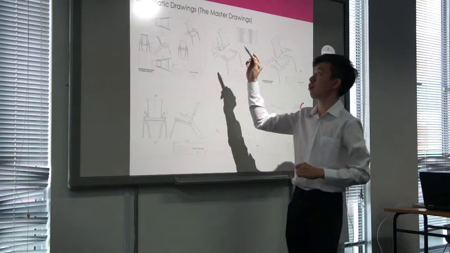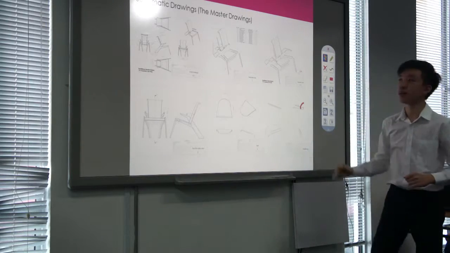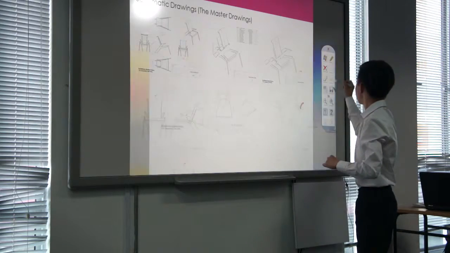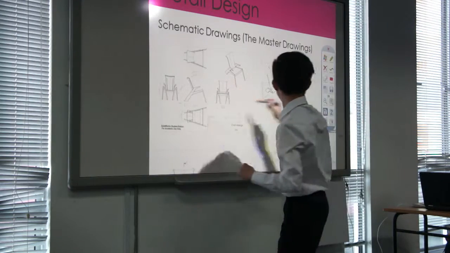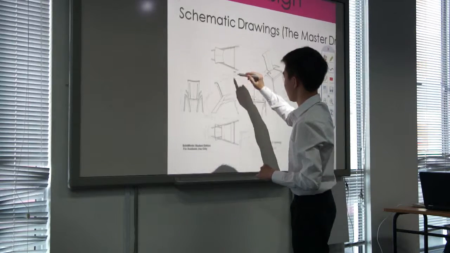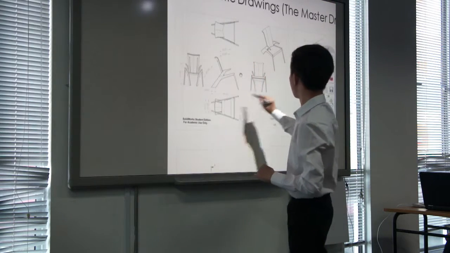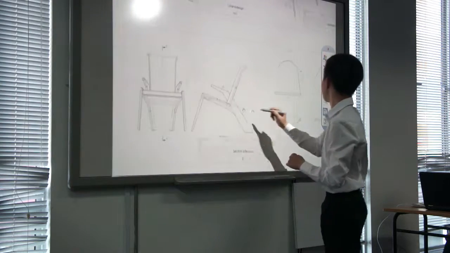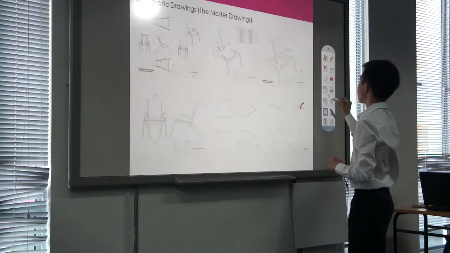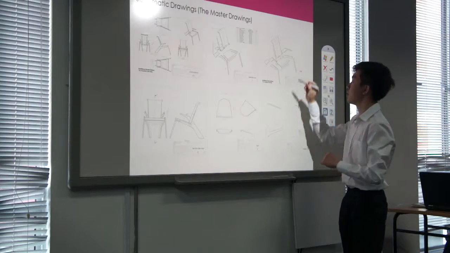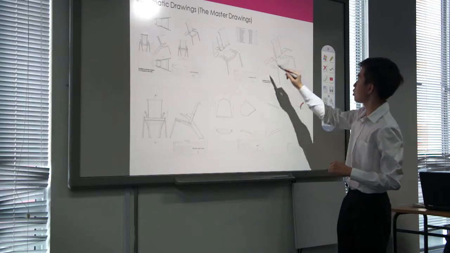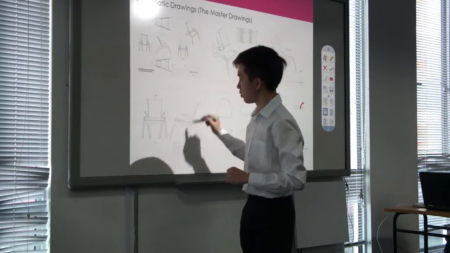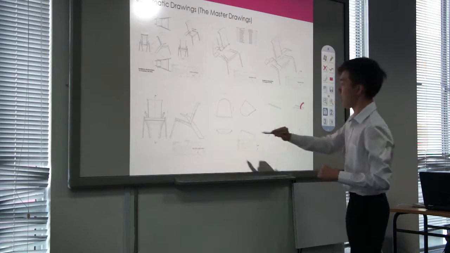Next will be the schematic drawings, also called the master drawings. This drawing shows the significant components of the chairs. For example, this is the width, the height and the length, and the degree of the chairs. As we disassemble the chairs, we can see each compartment of the chairs. And when we assemble it, we can see the degrees of the chairs and parts of the chairs.